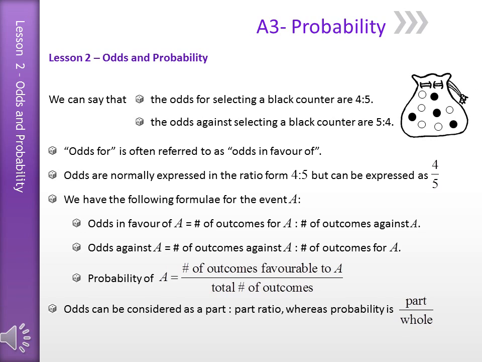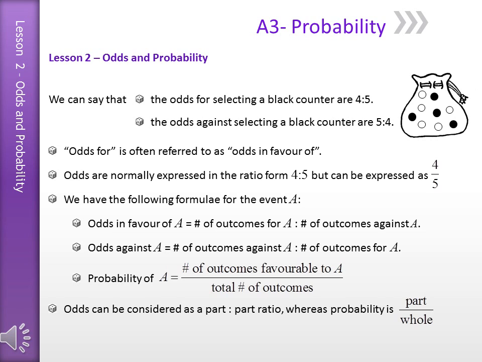So odds for is often referred to as odds in favor of. Odds are normally expressed in ratio form, 4 to 5. It can be expressed as a fraction, but we tend to avoid it because it looks too much like a probability.